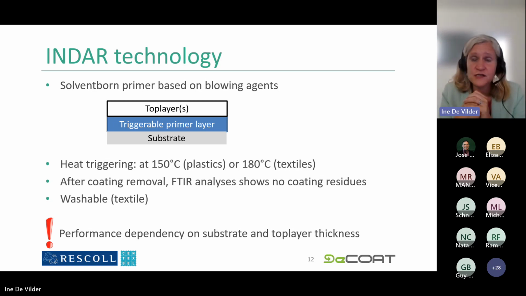And we can actually see that the coating can be removed quite nicely. With infrared analysis, we didn't see any residues left. And also in case of the textile, it can be very nice if we can have a washable primer layer, and also we can tune the formulation to have a more wash resistant version. But what we did see is that the performance was actually dependent on the substrate and the top layer thickness, especially in case of textiles. There we saw the more smooth the surface was, the better we could debond the coating. And also the top layer thickness plays a role. If you have a thicker coating, it's more easily debonded than a very thin one.